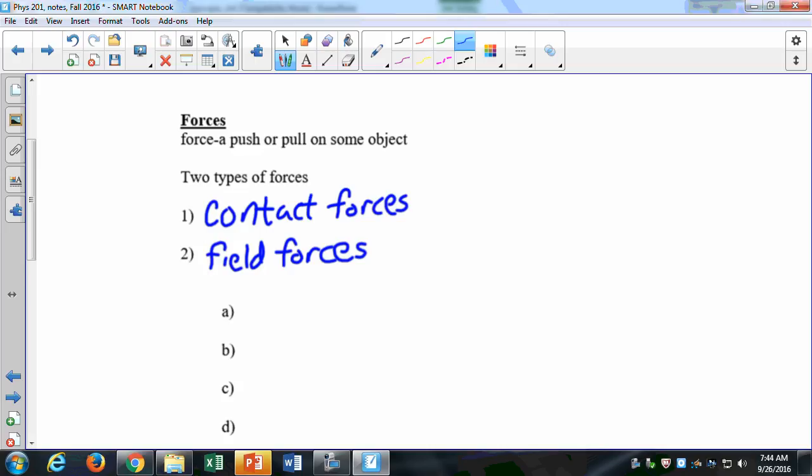But anyway, those are contact forces. Anytime that you have contact with a surface and exert a force on something, those are contact forces. They require contact between two objects.